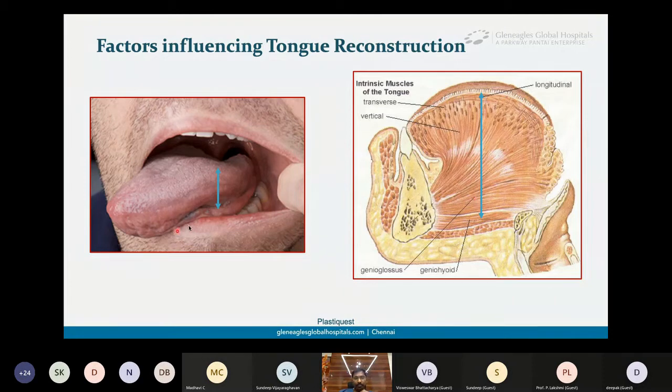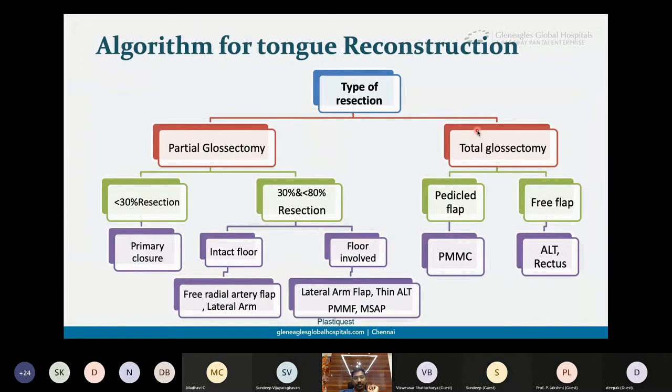So what we see here is only a partial glossectomy, or only the mobile tongue. But when it involves the floor or the total glossectomy, the bulk required is much more. So we have to design the flap accordingly. And this is the single most important factor that has to be considered when doing a tongue reconstruction. So this is an algorithm which I follow, and it's quite simple to understand. Just see the type of resection, whether it's partial or total. If it's partial, if it's less than 30%, we go for a primary closure.